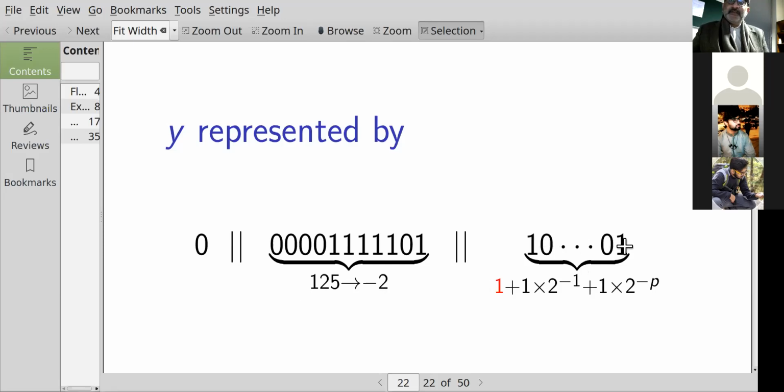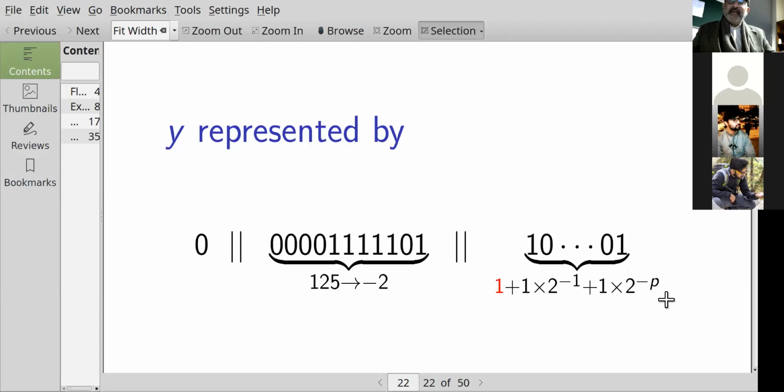Now, if I look at the remaining 52 bits, I've written 1 in red because 1 is always understood, 1. Now the next one means 1 times 2 to the minus 1, plus 0 times 2 to the minus 2, plus 0 times 2 to the minus 3, all the way up to 0 times 2 to the minus 51. And then the last one is 1 times 2 to the minus p. P is 52. Is that okay? So I've got this x and this y.